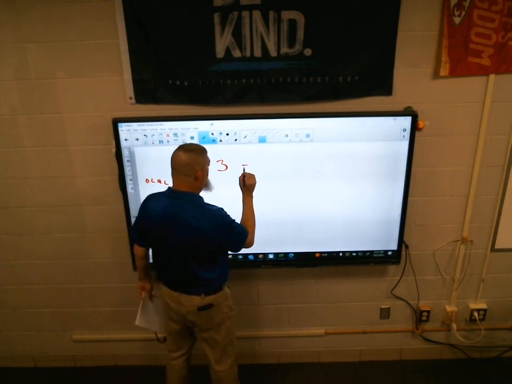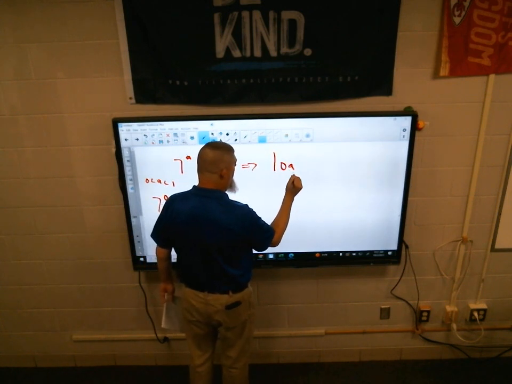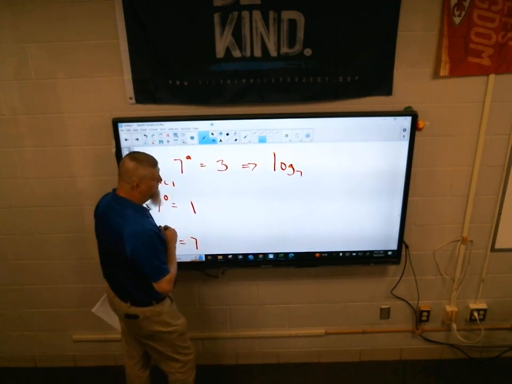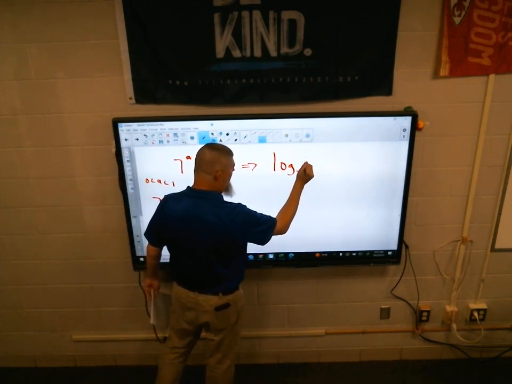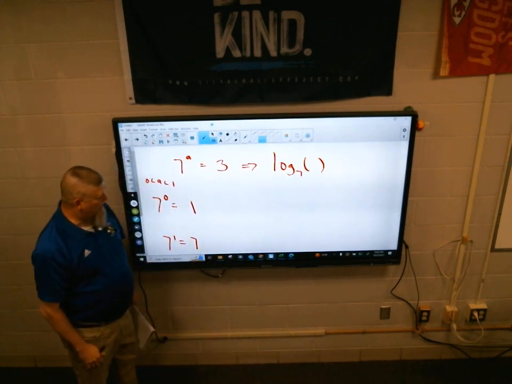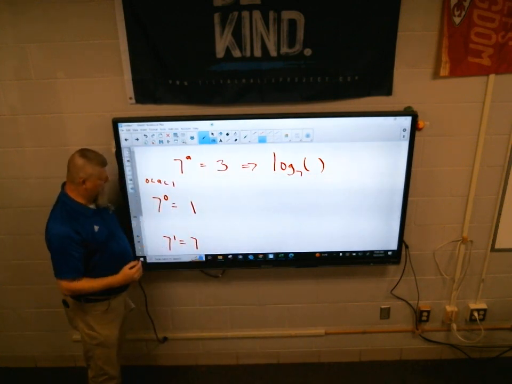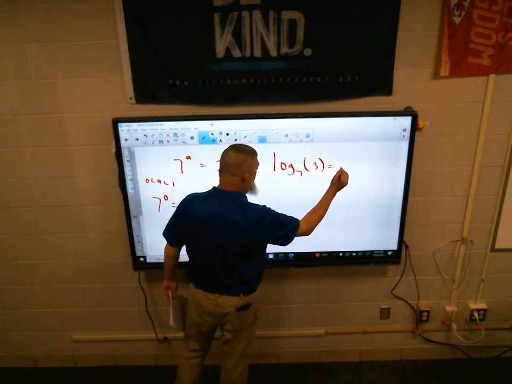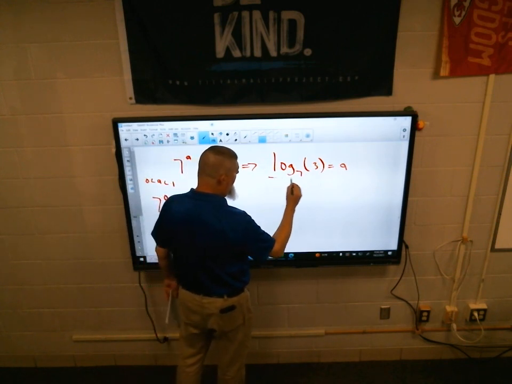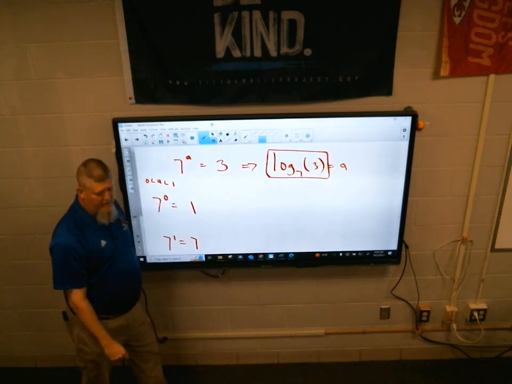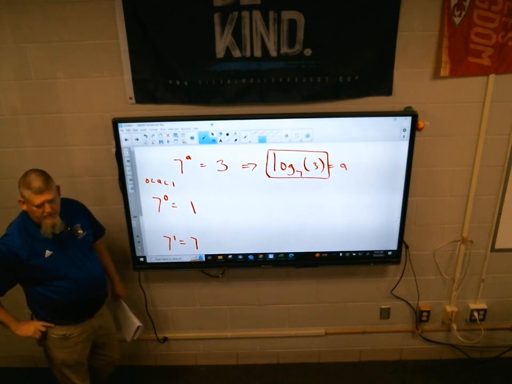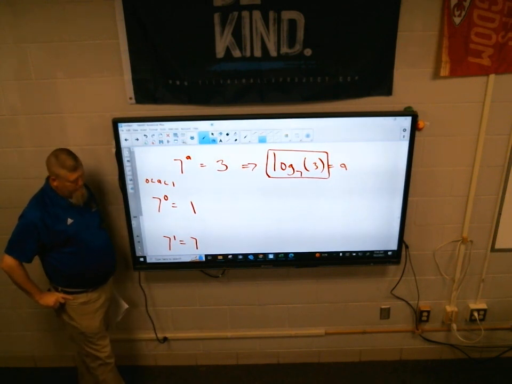So let's convert it. Log to what base? 7 of, and for lack of a better term, I just call this number here the argument. I don't really know what that term would be for that, so I always call it the argument. Log to the base 7 of 3 would equal A. And if you take your calculator out, you can put that into a calculator, will give you a decimal. Not all calculators will change the base, so.